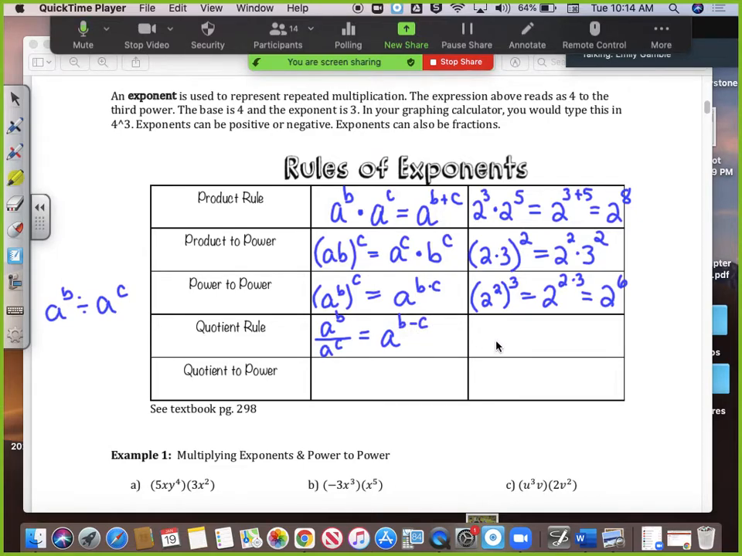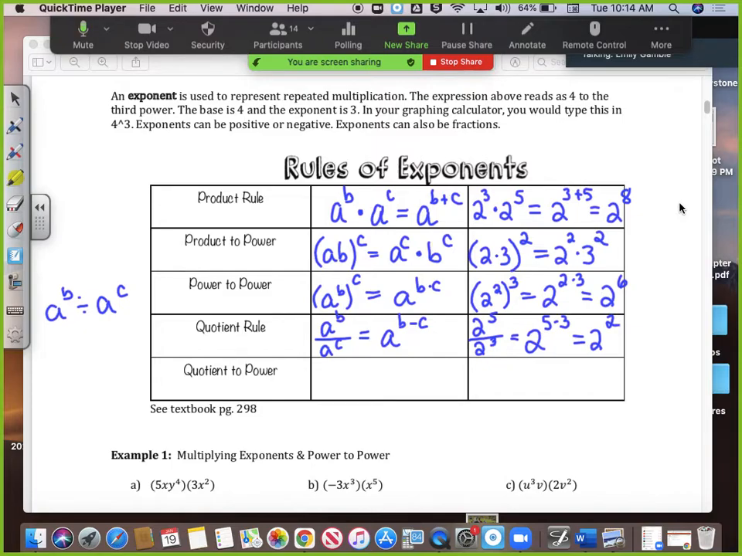An example of this would be 2 to the 5th power divided by 2 to the 3rd power. The only way the quotient rule works is if the bases are the same. Because these are both 2's, I can put it all into one base of 2, and subtract the exponents, the numerator first, 5 minus the denominator 3. This simplifies to 2 to the 2nd power.